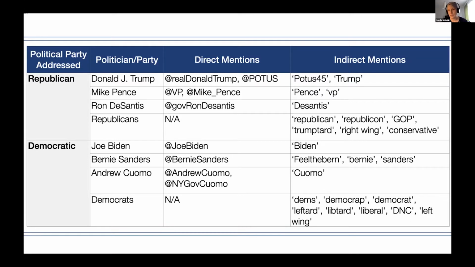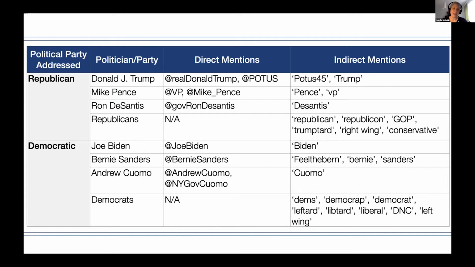To do that, we filtered our data by looking at direct mentions and indirect mentions of three politicians that we identified as key people in this pandemic discourse, for the Republicans and for the Democrats. For the Republicans, it was, of course, Donald Trump, Mike Pence, and Ron DeSantis. And for the Democrats, it was Joe Biden, Bernie Sanders, and Andrew Cuomo. We filtered the data by the direct mentions, so the tweets that were directed at the politicians, but we also looked at the text of the tweets, and we identified some phrases that people use to mention these politicians in the tweets.